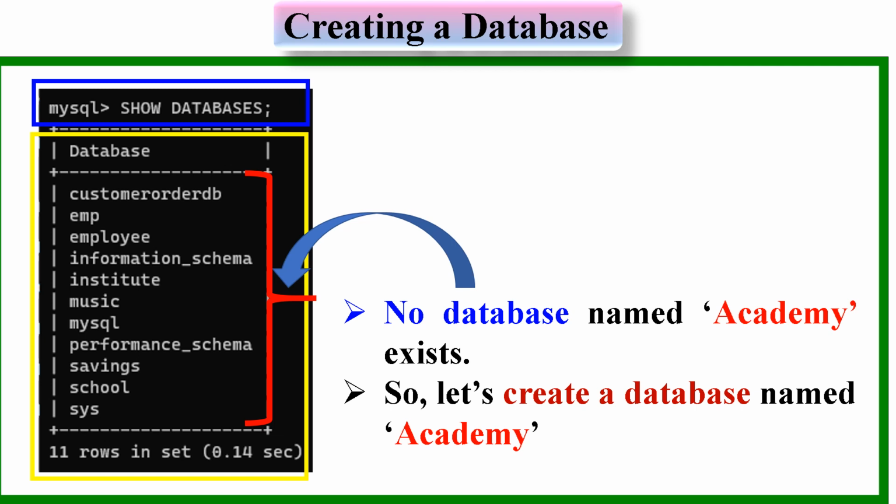Now, look at the blue box. In the MySQL prompt, we type the command, show databases semicolon. Press Enter key. What can you see? Look at the yellow box. No database named Academy exists. So, let's now create a database named Academy.